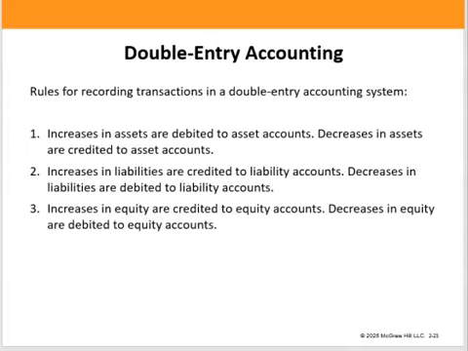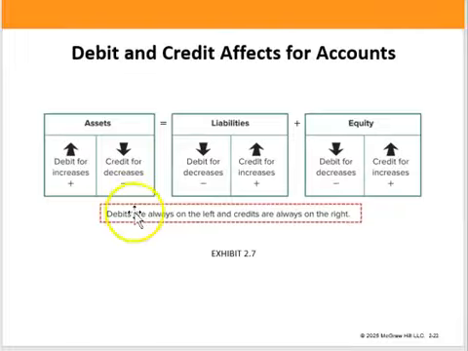Okay, so for double entry accounting, this is basically exactly what I've just finished saying. Increases in assets are debited to asset accounts. Decreases in assets are credited to asset accounts. This is just the words around the pictures, okay? So you can see here, assets, an increase is a debit, decrease is a credit. For liabilities, an increase is a credit, a decrease is a debit. And for equity, increases are credits and decreases are debits.